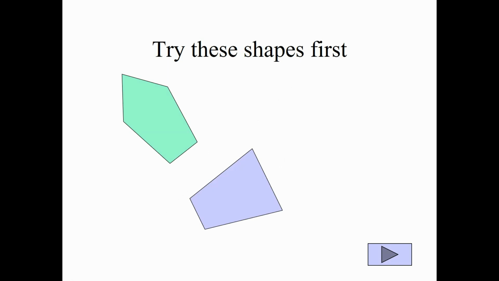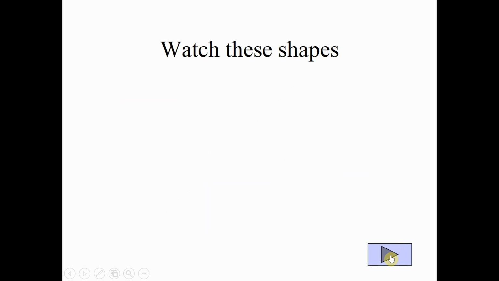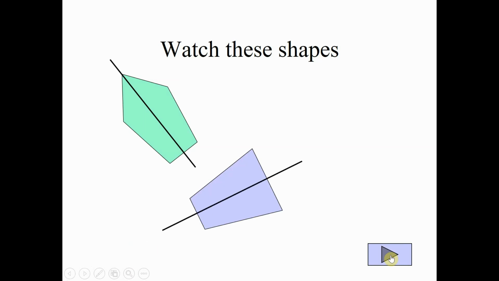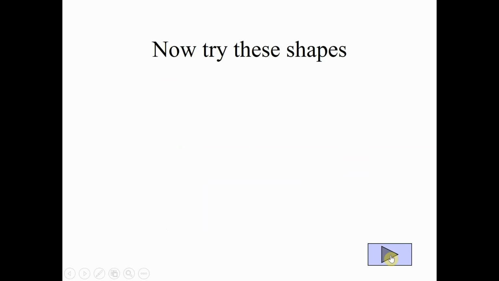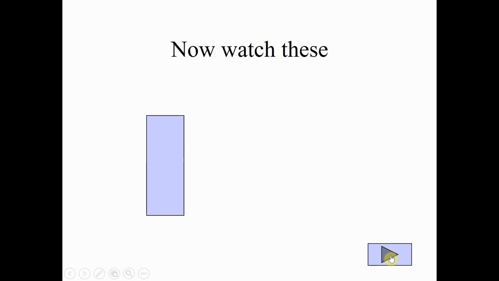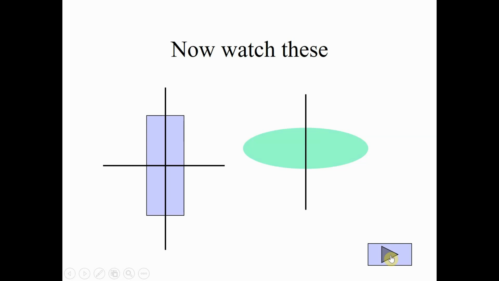Let's have a look at some of these. So we've got three shapes there. Let's have a look at if and where the axis of symmetry is. Very good. So each of those has one axis of symmetry. Next. What about these ones? Two axes of symmetry, so I can fold them two ways.